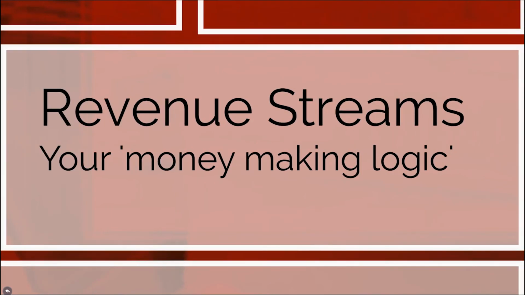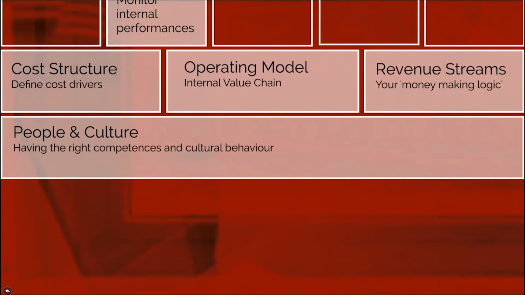Next is block 10. Here you define your money-making logic. In other words, which price models do we need in order to generate revenue? The combination of cost structure and revenue streams shows you your profit and thereby your ability to make money.